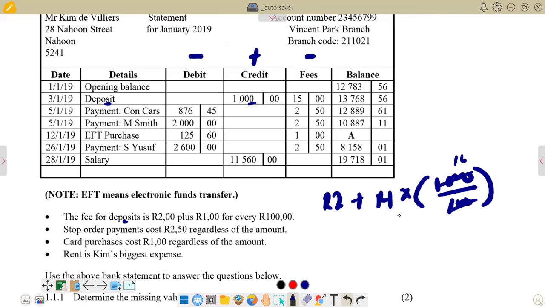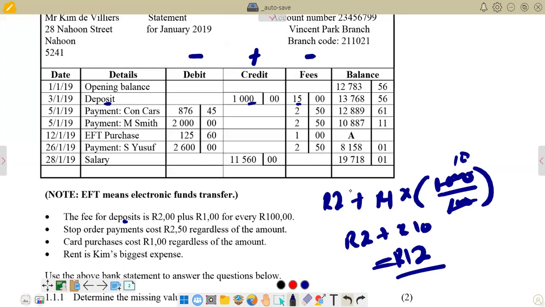rand. So if you say 10 times 1 rand, you are going to get 10 rand. So basically, we are going to say 2 rand plus 10 rand. And then obviously, you are going to get your 12 rand. So 12 rand is not equal to 15 rand, which means this is where the mistake is.